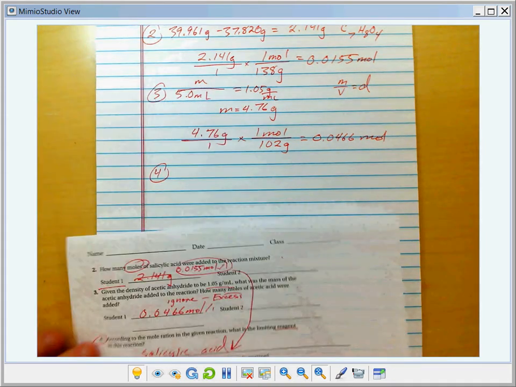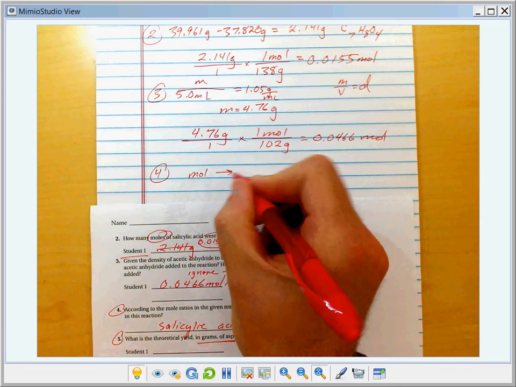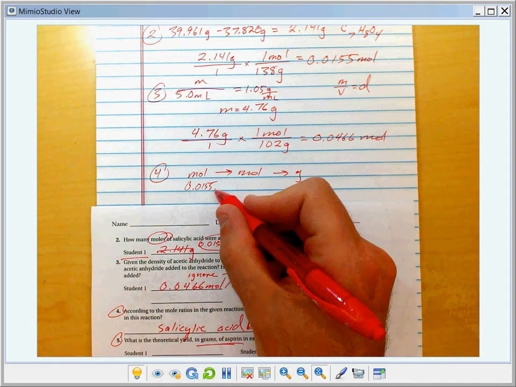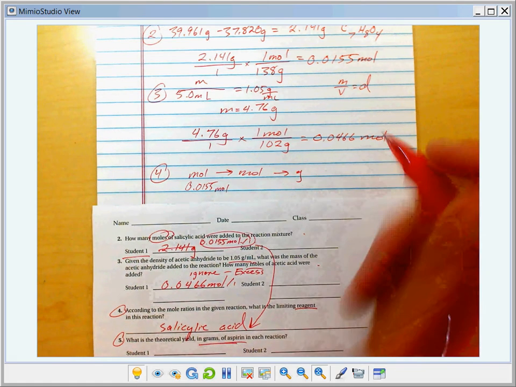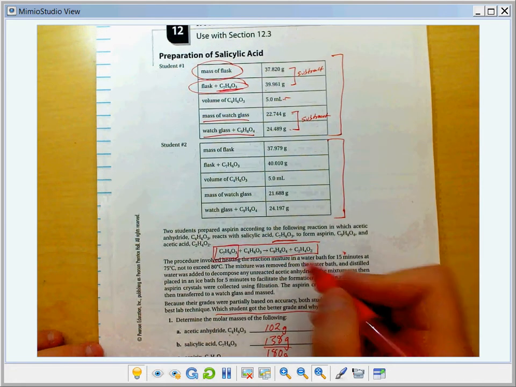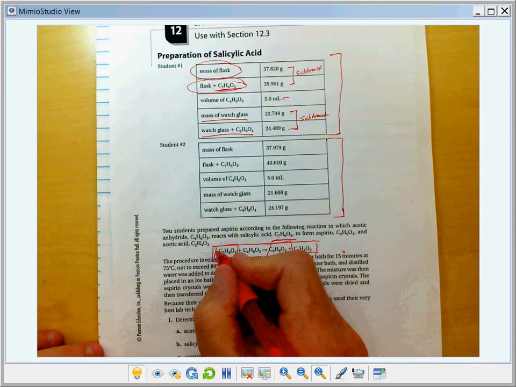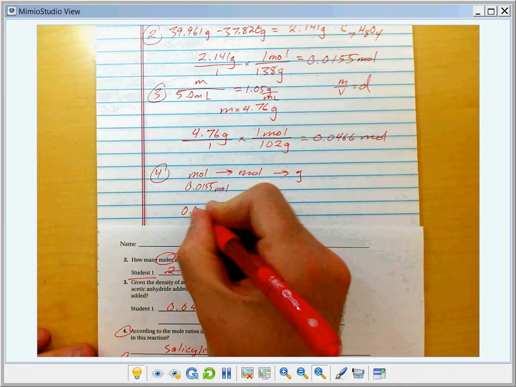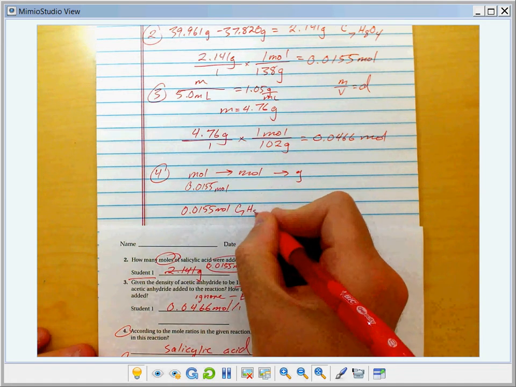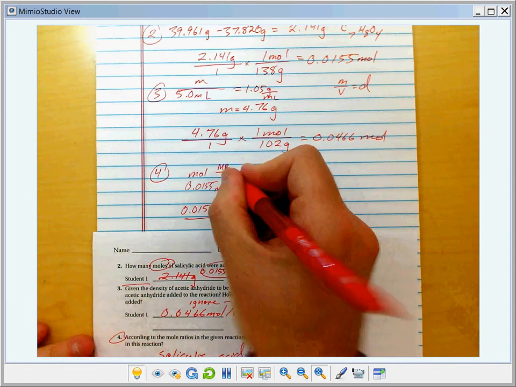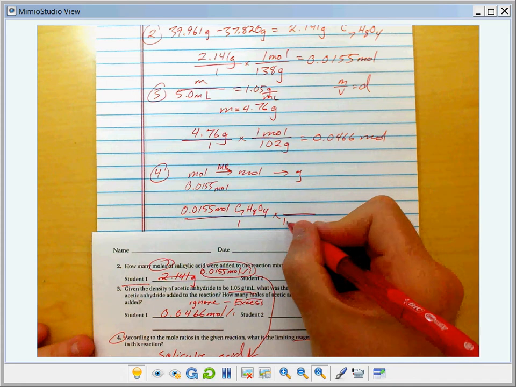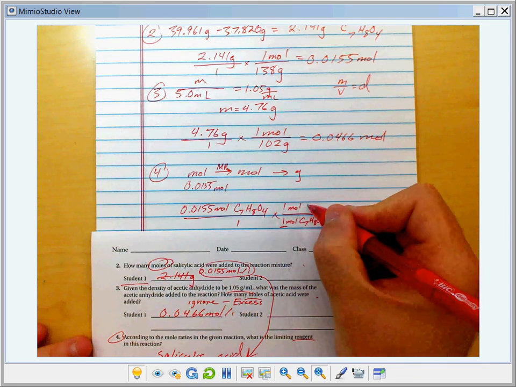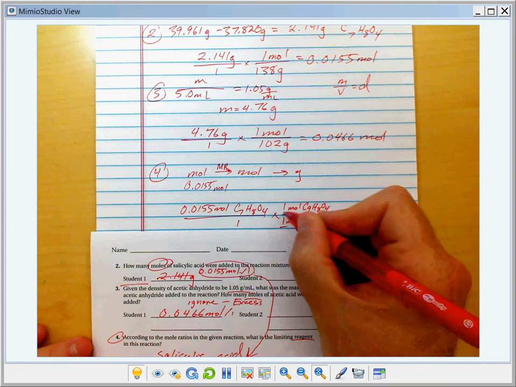So if I go to number 4 and I go to dimensional analysis, I know I'm going from moles to grams. And again, I'm starting with that 0.0155 moles of the salicylic acid, and I'm going to grams of aspirin. If you look at the equation on the front, this one is salicylic acid and this one is aspirin. They are a 1-to-1 mole ratio. I need to know the mole ratio in order to be able to do the equation. So, 0.0155 moles of the salicylic acid. I need to use the mole ratio to get from salicylic acid, that's 1 mole of C7H6O3, to 1 mole of the aspirin, C9H8O4. Again, the 1 comes from the balanced equation, that's the coefficient.